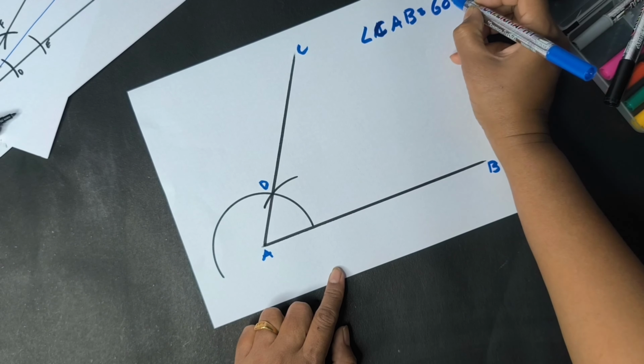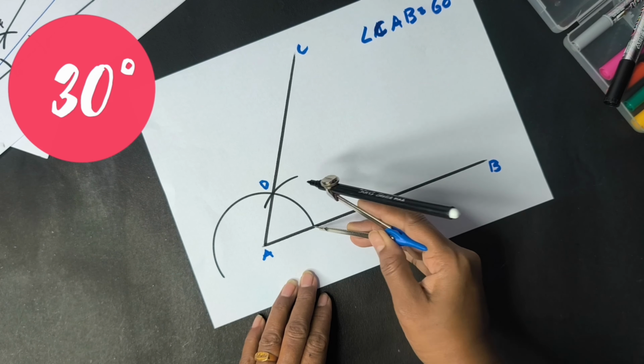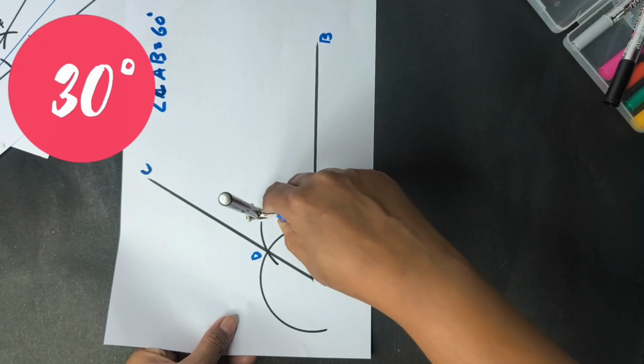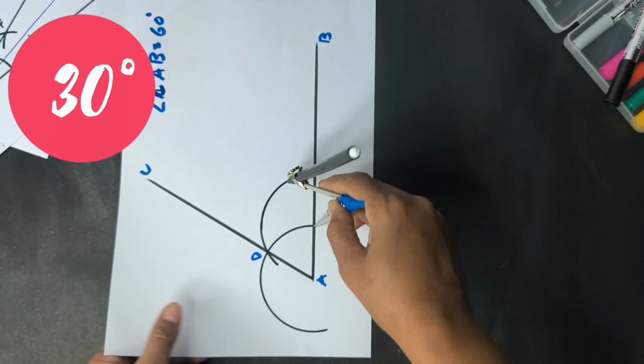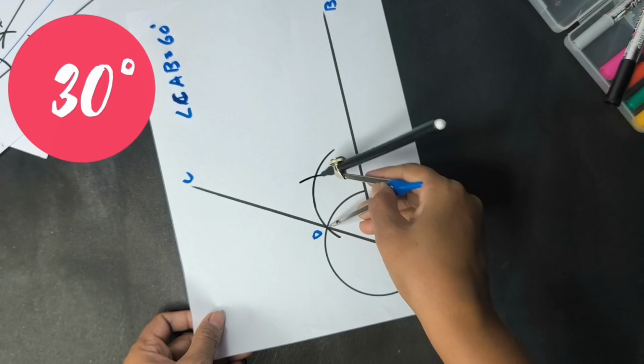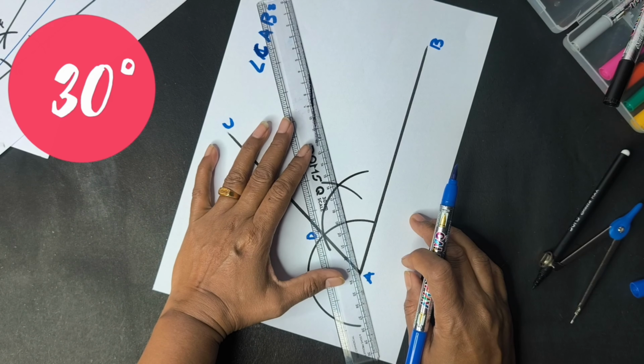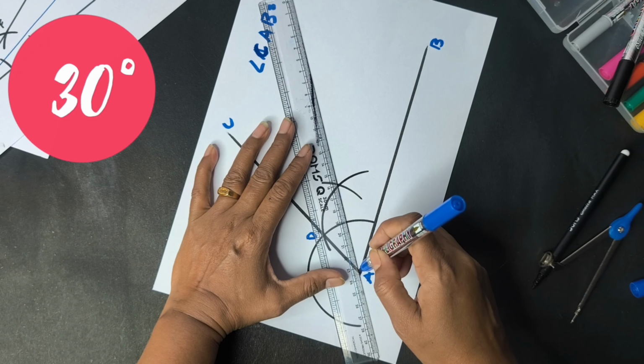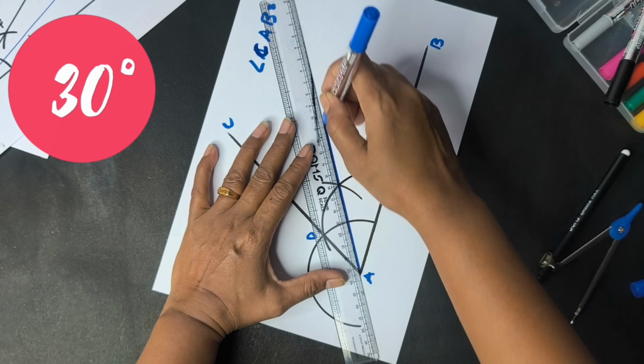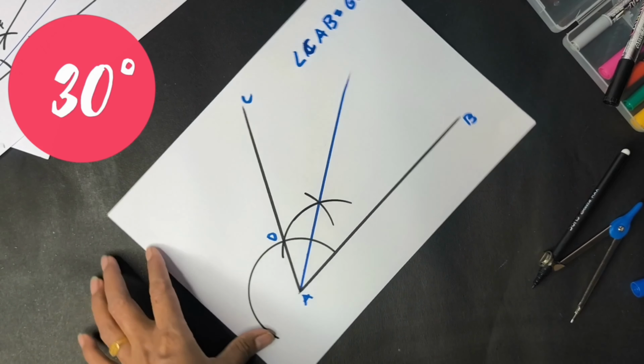After constructing 60-degree angle, we can construct a 30-degree angle. To do so, take a compass and using these two intersection points as centers, cut another arc as shown. Finally, draw a line passing through this point from the end point A of the line segment. This is the required 30-degree angle.